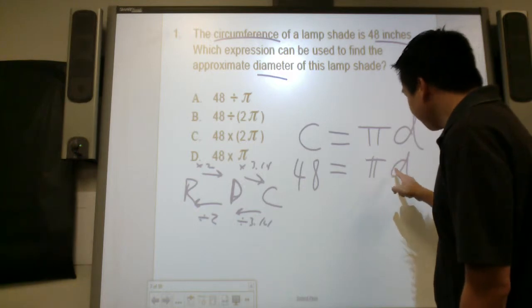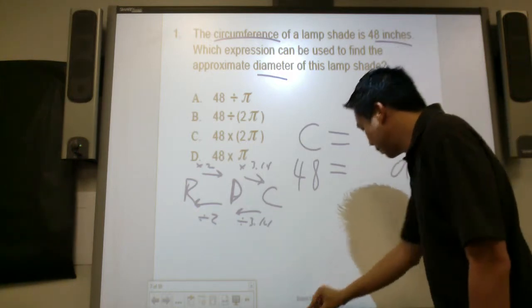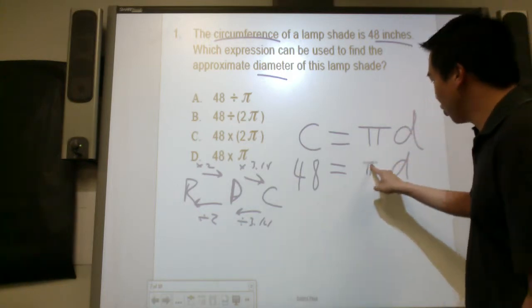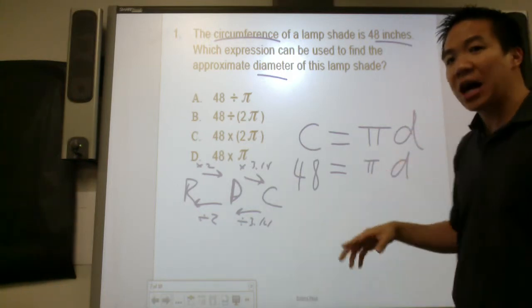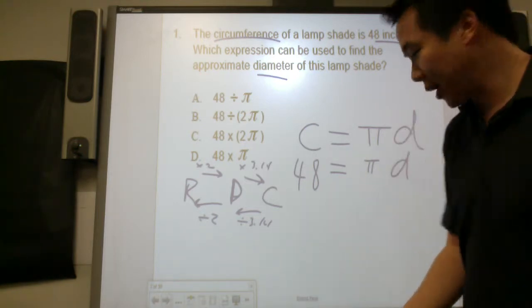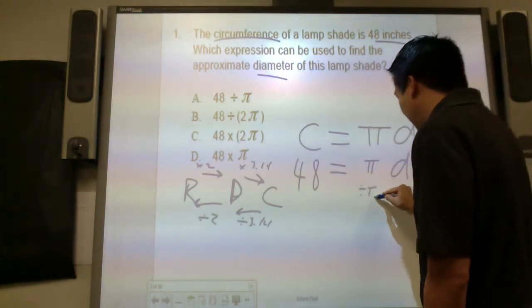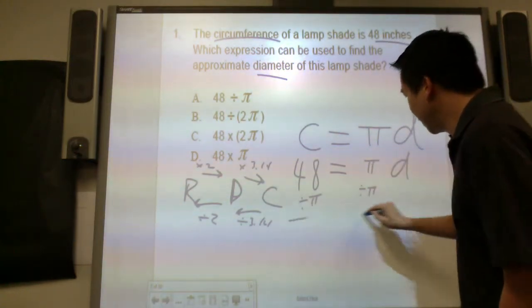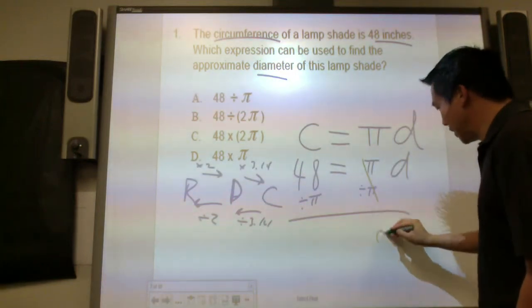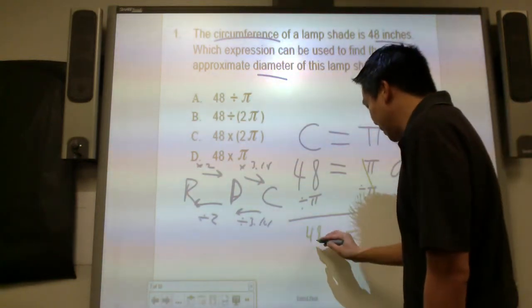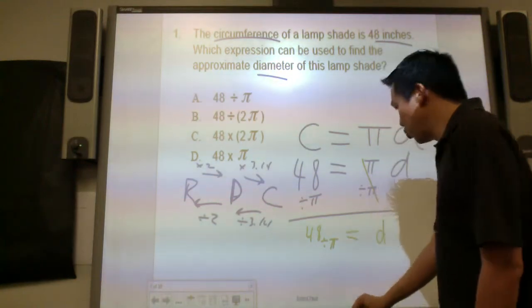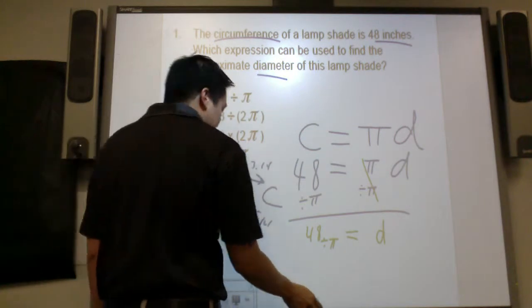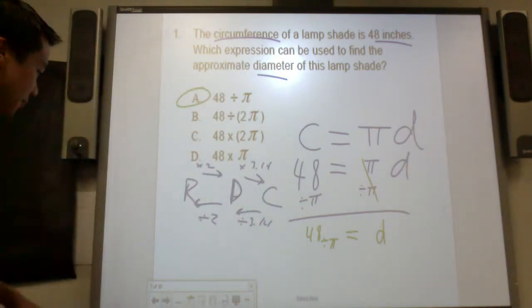So I have this diameter, so I need to divide it. Remember, this is multiply. What's the opposite operation of multiply? Divide. Divide by pi. Divide by pi. So what happens here? This cancels out. So you have d, and you have 48 divided by pi. But which one of these shows 48 divided by pi? A is the answer. Next one.